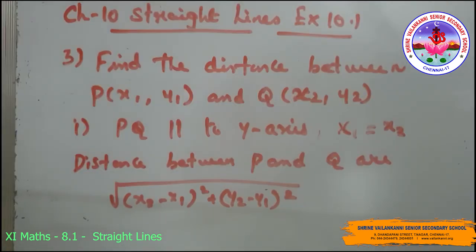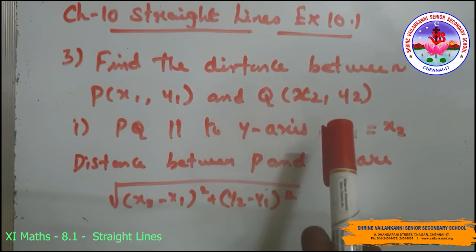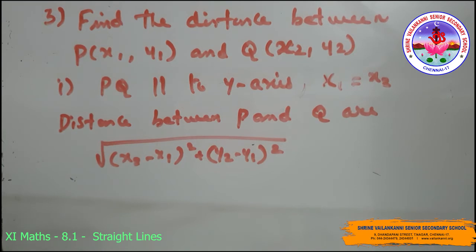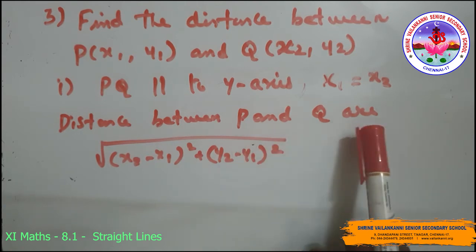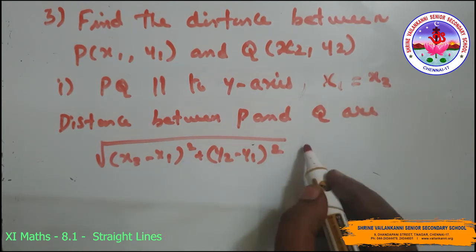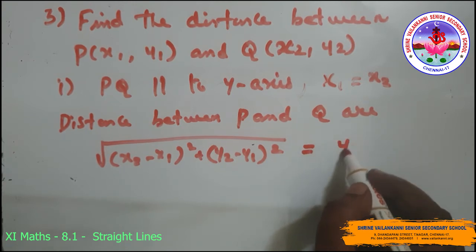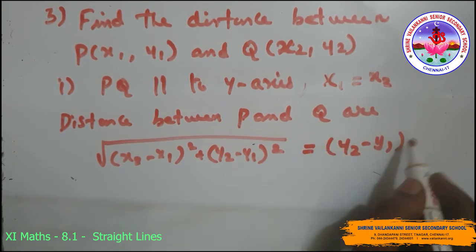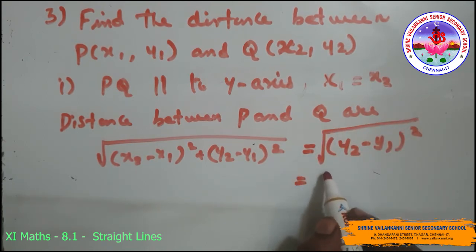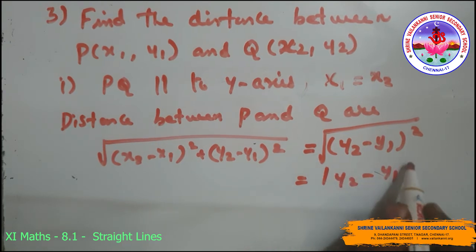Exercise 10.1, third question. Find the distance between P (x1, y1) and Q (x2, y2) when PQ is parallel to the y-axis. When PQ is parallel to the y-axis, then x1 equal to x2. Using the formula, the distance between two points P and Q is root of (x2 minus x1) whole square plus (y2 minus y1) whole square. Here we have x1 equal to x2, so that term is 0, which leaves the square root of (y2 minus y1) whole square, which is the modulus of y2 minus y1.